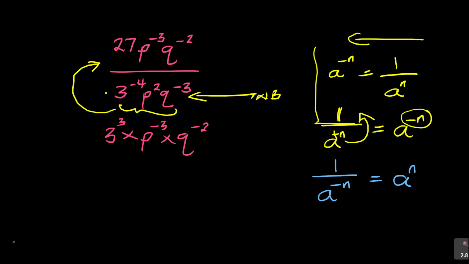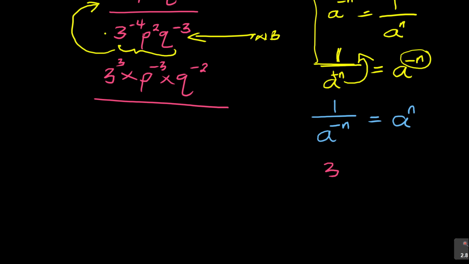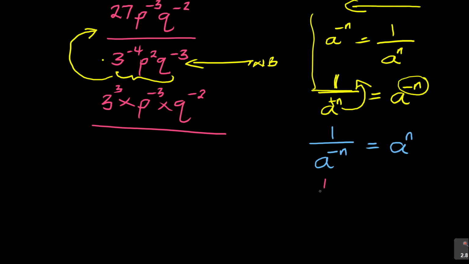So if I continue here, it says over. Now 3 to the power negative 4 here is at the bottom. It's like I've got 1 over 3 to the power negative 4. Why? Because there is this division line. So when it goes to the top, what will it be? It will be 3 to the power from negative 4 to positive 4. What about 1 over p squared? Now you can tell me quickly. It will be p to the power of what? Negative 2. Same thing with q.